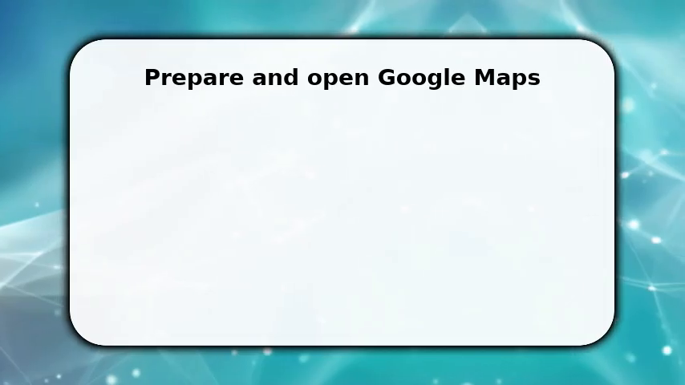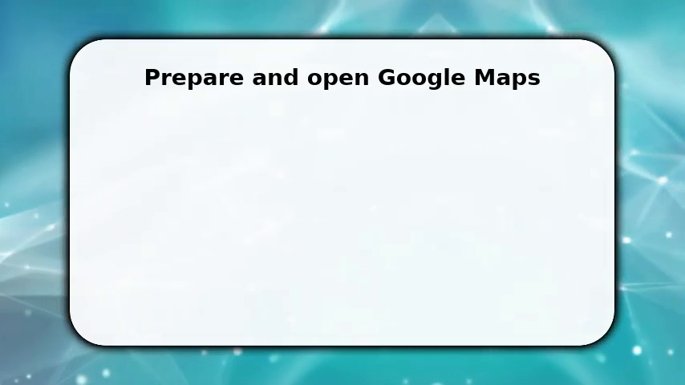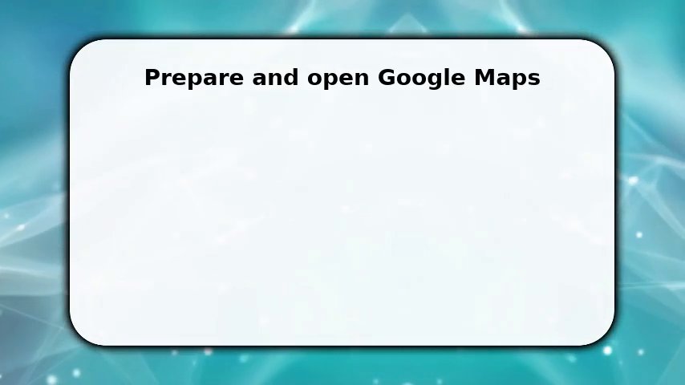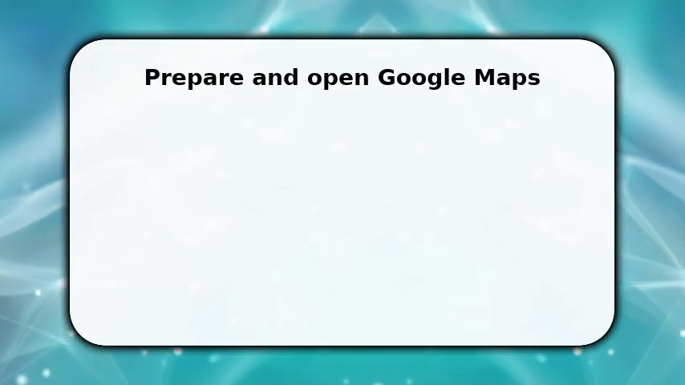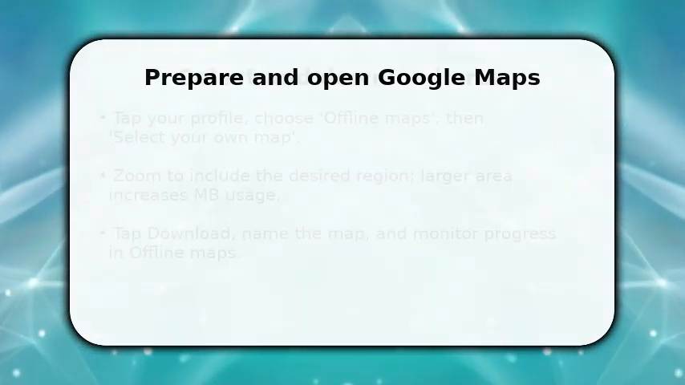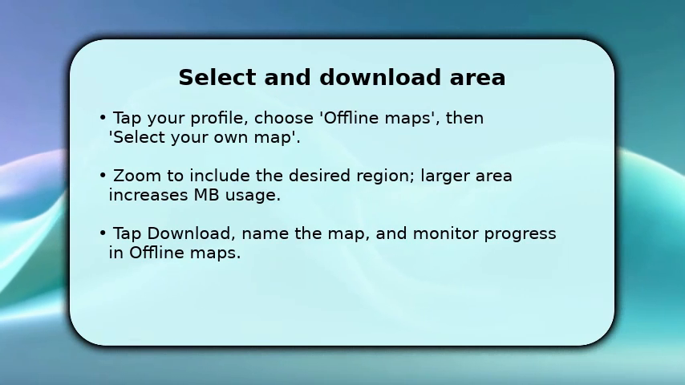Now pan and zoom to the area you'll need offline. This first step captures what Google can store for you locally, so pick the right region before downloading. You now choose and save the exact map section.